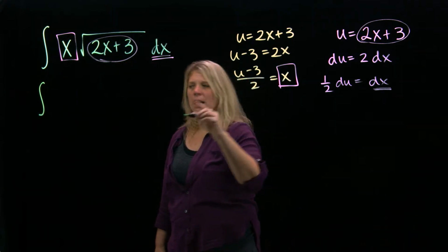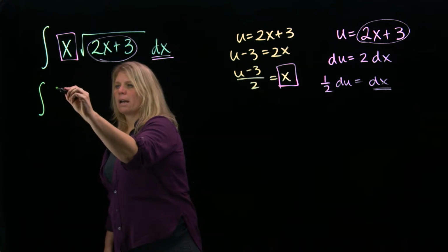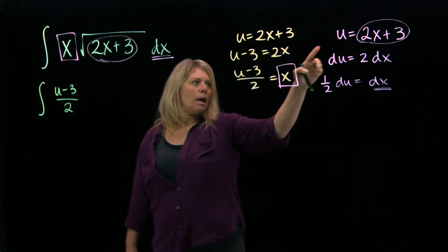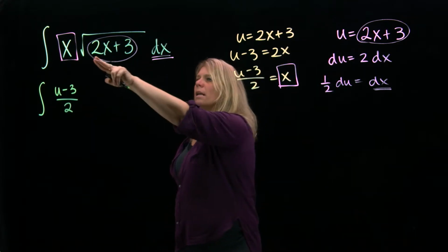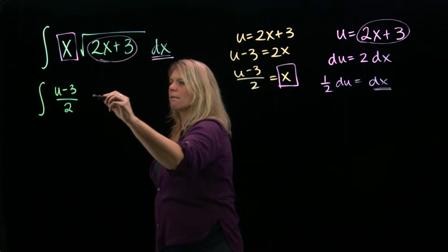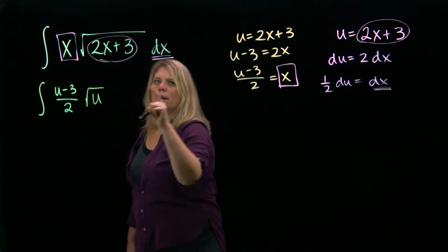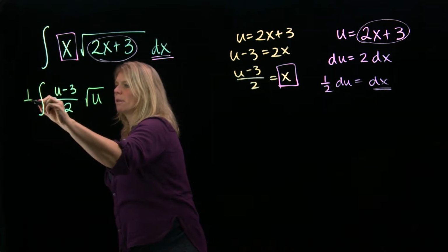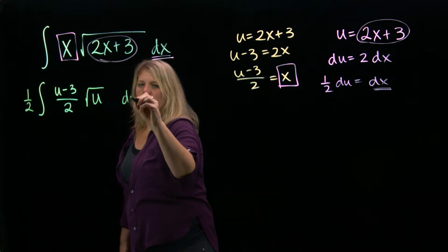Okay, so in place of the x, I'll have the u minus 3 all over 2. And in place of the 2x plus 3, I'll have u, that's inside a radical. And then in place of the dx, I'll have 1/2 du. I'm going to put that 1/2 out front.